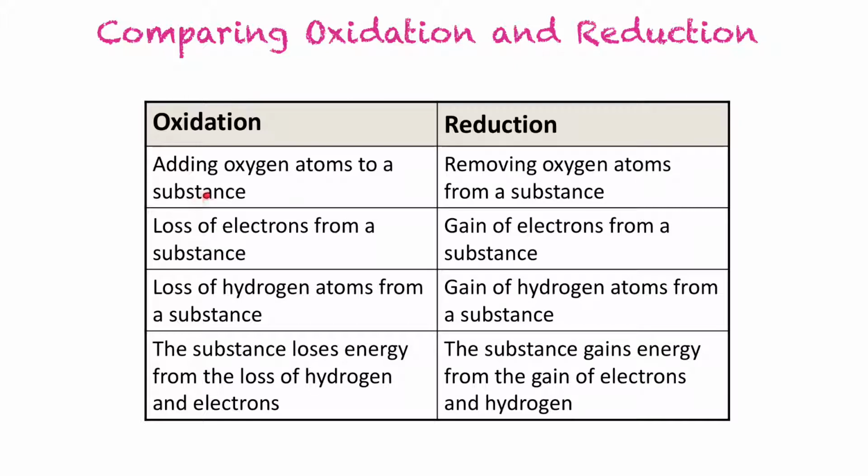And when all of those things happen, the substance loses energy from this loss of electrons and hydrogen. So oxidation involves a loss of electrons, hydrogen, and a loss of energy. Reduction reactions, you remove oxygen atoms from a substance, or the way we will trace things will be gaining electrons and gaining hydrogen atoms. So in this case, when we can trace the electrons and hydrogen, we know that the substance has gained energy from the gain of electrons and hydrogen. So that's the easiest way to identify if something's been oxidized or reduced.